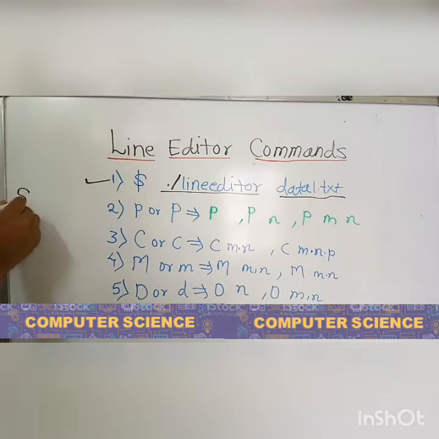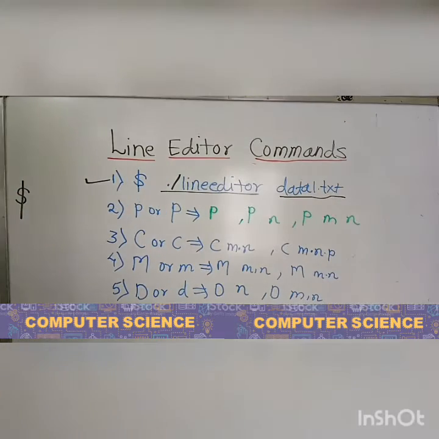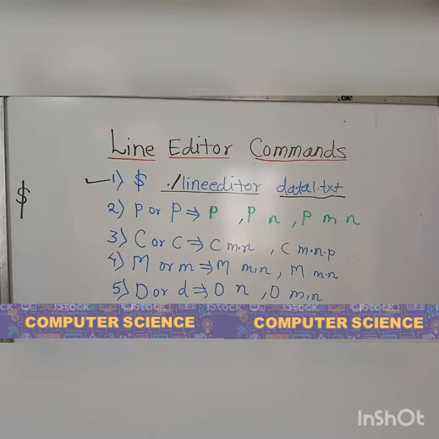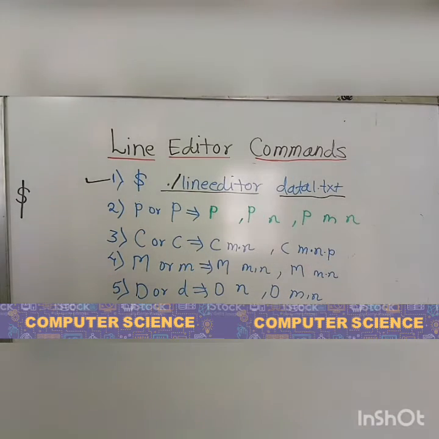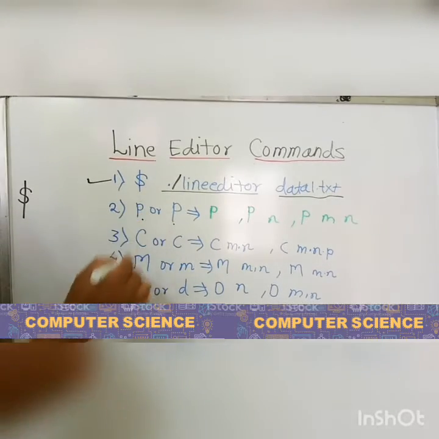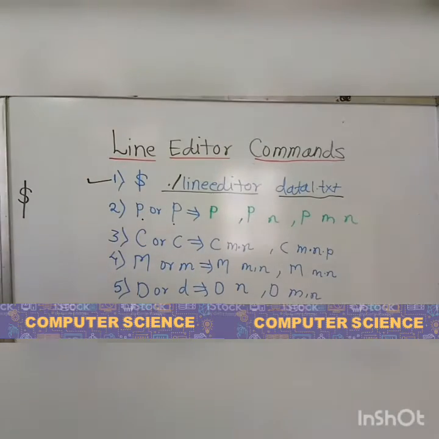The line editor will always display the dollar symbol, the new prompt for your commands. Now we have to see the different commands of the line editor. First is the P. You can use it as a capital P or a small p. What is the P? It is used to print the specific content of any file.